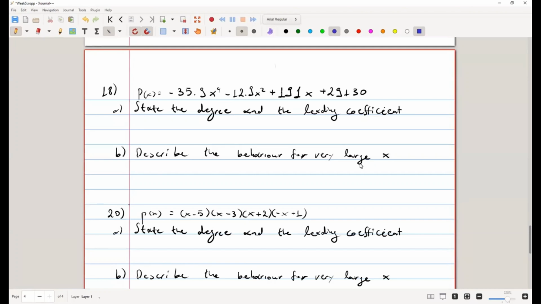Let's proceed with the last 4 problems of the homework. We're given a polynomial with the following formula. It is of 4th degree. And we have to state the degree and the leading coefficient. Now, I already mentioned that it is of 4th degree, but how do we get that?